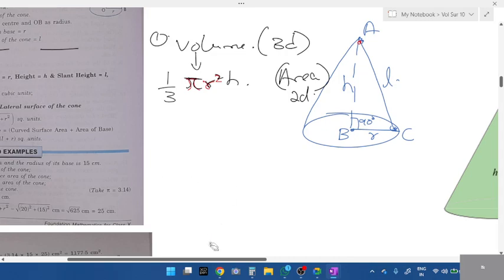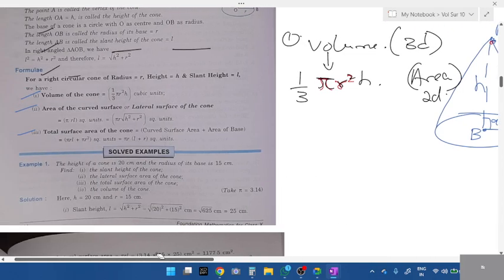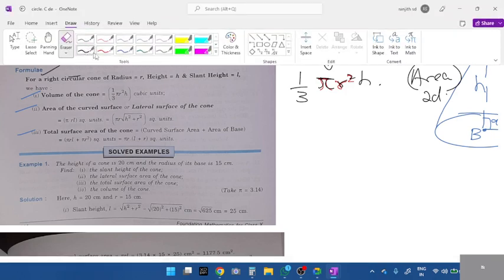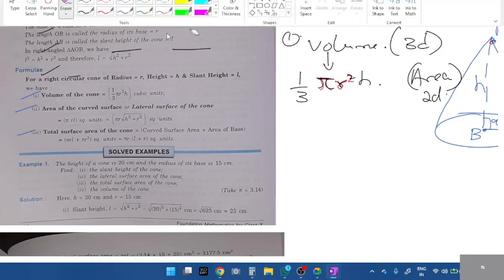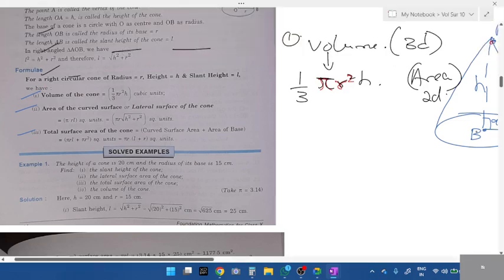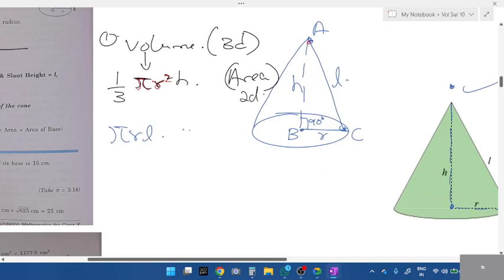So if you know the volume of the cylinder, that is enough. Cone is just one third, right? 1 by 3. Next, curved surface area. The meaning of curved surface area is we ignore the top and the bottom part. Just ignore top and bottom. The formula is pi r L. What does pi stand for? Pi is a constant, students. Pi is a constant.